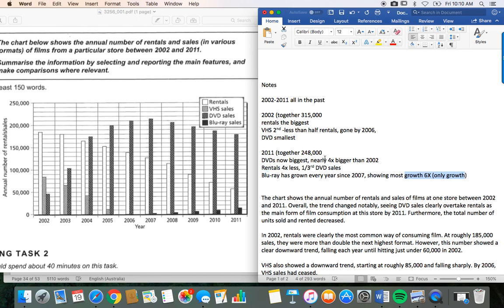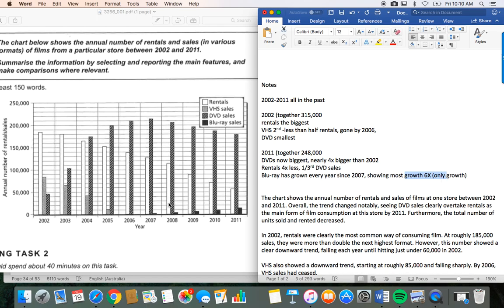Although DVDs have grown 4 times, I mean, that's a lot, and yes, they are clearly the biggest one, you can't just say Blu-ray is small and unimportant. Blu-ray has grown, and it's grown by a factor of 6 times since 2007. So it's shown a greater overall growth in half the time.